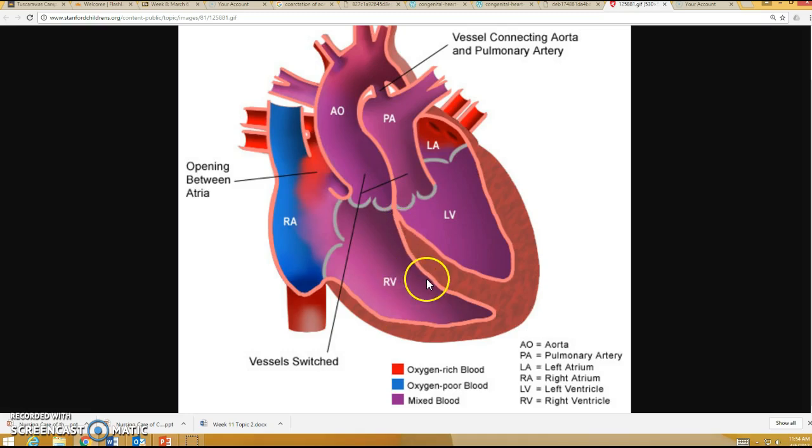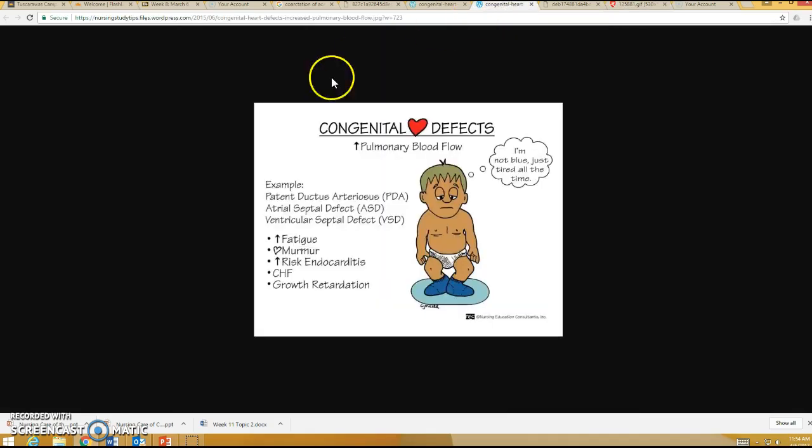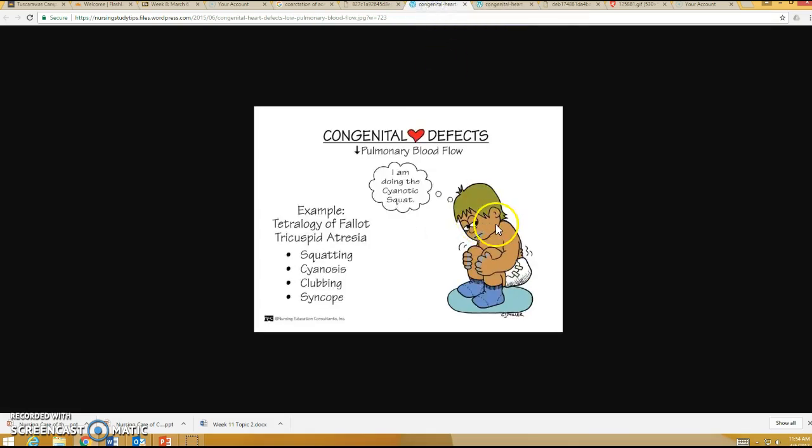So those are the four major types of heart defects that you want to be aware of and familiar with nursing interventions. Like I said, you want to look at those cute little ones here. For decreased pulmonary blood flow, you want them to squat. Pull the knees to the chest, and it increases that pulmonary blood flow.